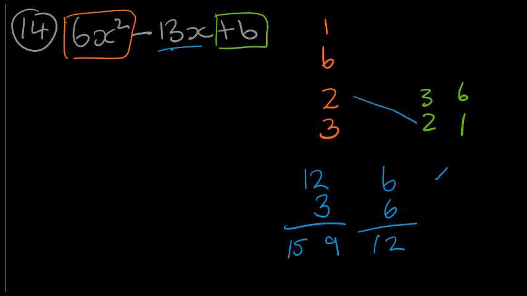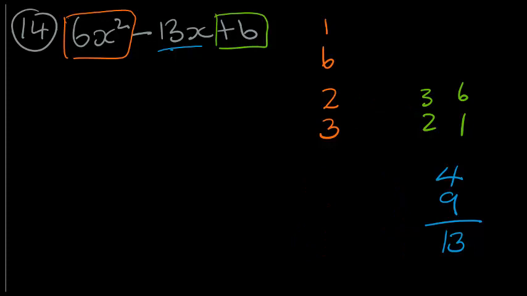2 times 2 is 4. 3 times 3 is 9. So if I add them up, I get 13. Finally, we found the one that we want. I want to have minus 13, which means that it must be minus 9 and minus 4. That means that that's going to be a minus and that's going to be a minus. Those are my two brackets.